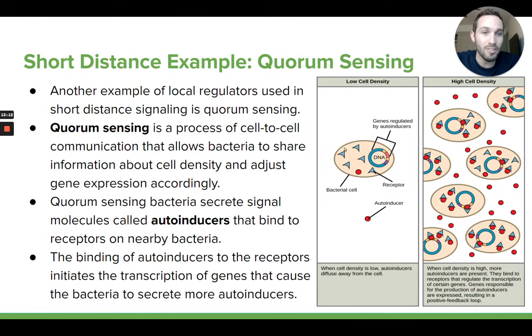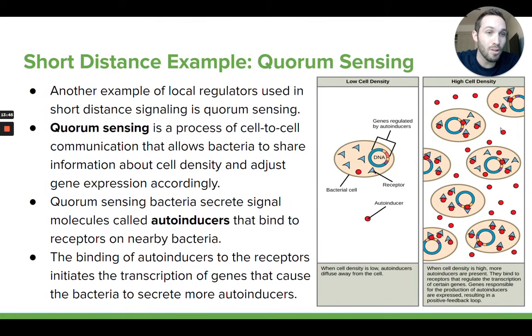And when there's not a lot of bacteria cells, if there's a low density of bacteria cells, there's not going to be a lot of autoinducers around. So there's going to be a low concentration of autoinducers. But let's say you have a situation where there's lots of bacteria cells, a high density of bacteria cells, all of those bacteria cells are going to be releasing these autoinducers. And so there's going to be a high concentration of autoinducers in this environment, in this area.